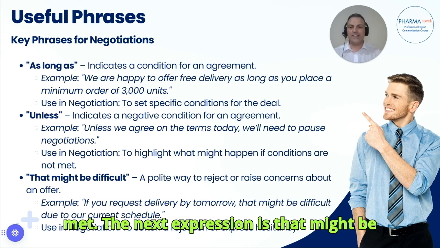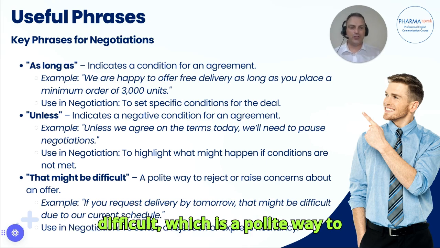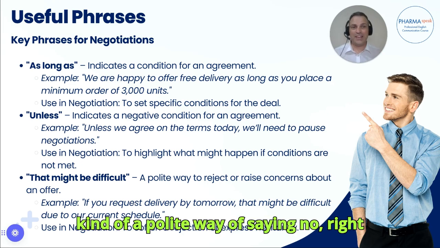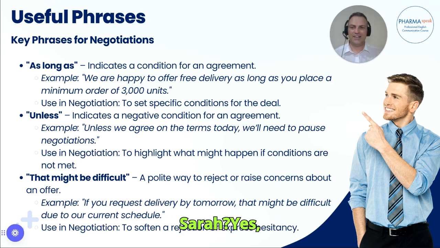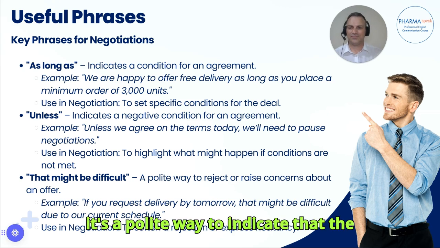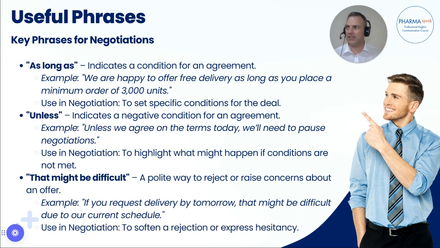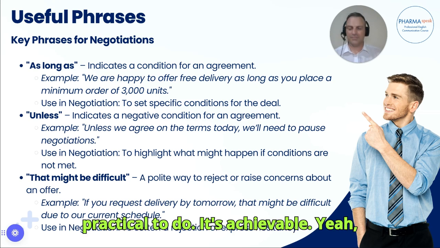And the next expression is that might be difficult, which is a polite way to reject an offer, right? It's kind of a polite way of saying no, right, Sarah? Yes. It's a polite way to indicate that the proposal may not be feasible. Oh, feasible is a good word. What does that mean, feasible? Feasible means something is possible or practical to do.